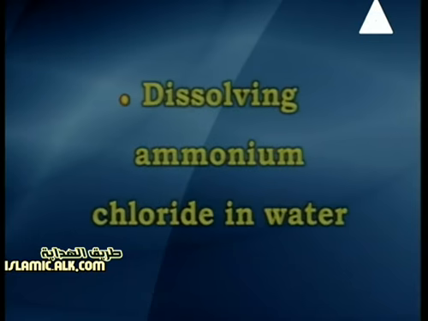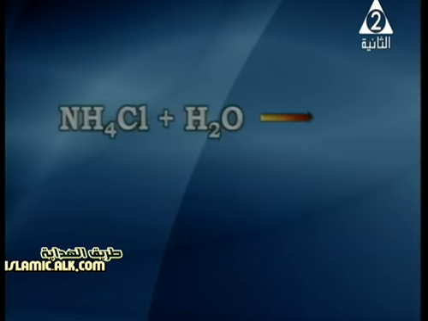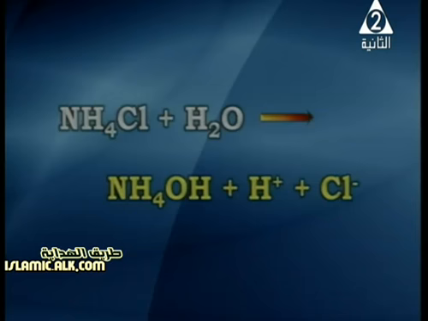Next point, dissolving ammonium chloride in water. Here, when ammonium chloride is dissolved in water, it hydrolyzes into ammonium hydroxide, hydrogen ion and chloride ion, as ammonium hydroxide is a weak electrolyte, while hydrochloric acid is a strong electrolyte.